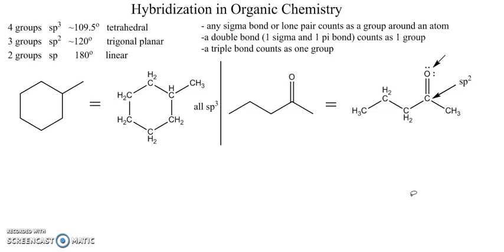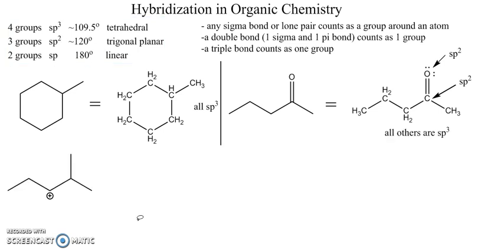So if you do consider an atom like oxygen and look for hybridization around it, even though it is a terminal atom, again, it has 3 groups around it because it has a double bond, which counts as a single group, and 2 lone pairs. So again, 3 groups, sp2, trigonal planar. All of the other atoms in this molecule have 4 groups around them, so they're all going to be sp3 hybridized.